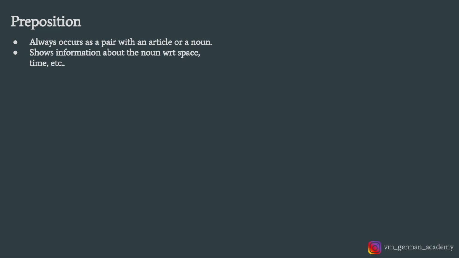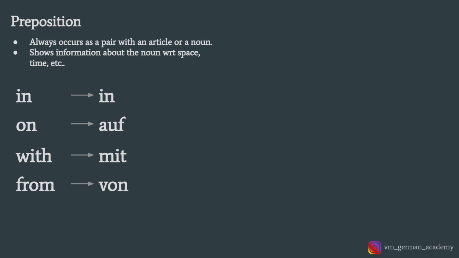The first preposition is in. In is the same in German. It is also called in in German. On. The preposition on is called as auf. What about the preposition with? With is very easy. It sounds similar. It is called mit. And the next preposition from is called as von. Please note, it is not von, it is von. And the next preposition is to, which is called as zu in German language.